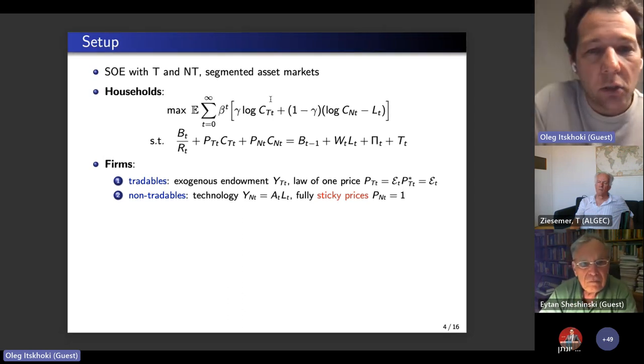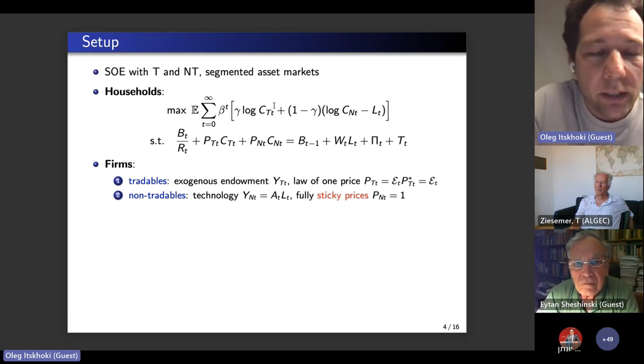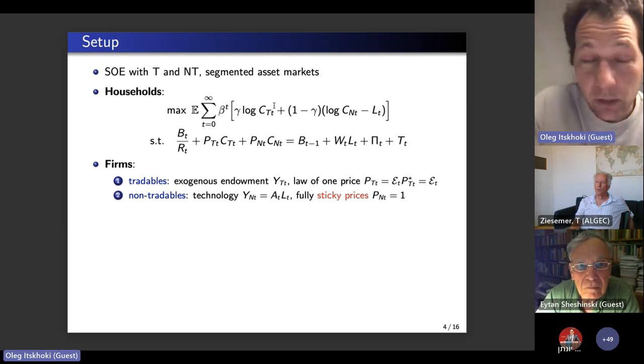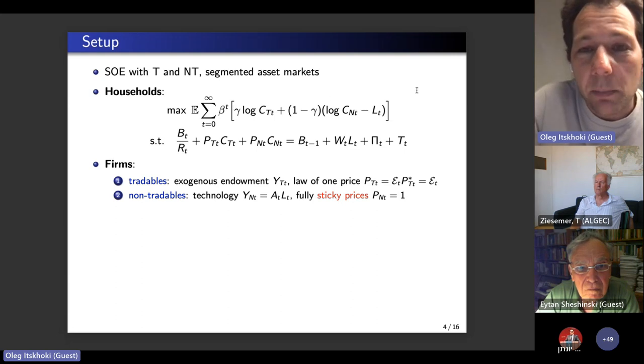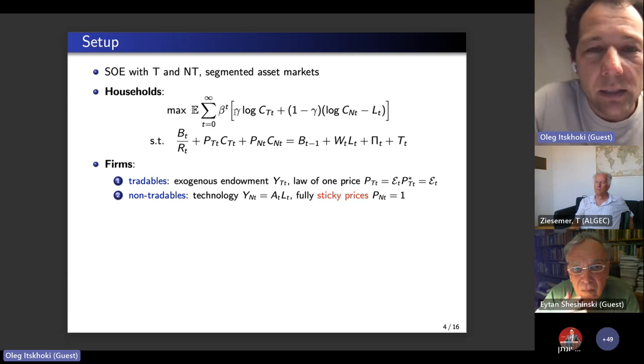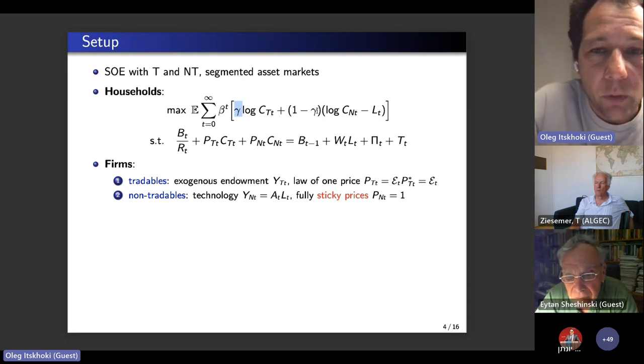And so in the extension sort of sense, since we know how to do it, our extensions can allow for all these generalizations. But today we'll present the bare bones, simple model of this part of the economy. It starts with a very simple utility. This is log Cobb-Douglas utility between tradables and non-tradables. Gamma is the weight in the consumption basket on tradables. 1 minus gamma is the weight on non-tradables.